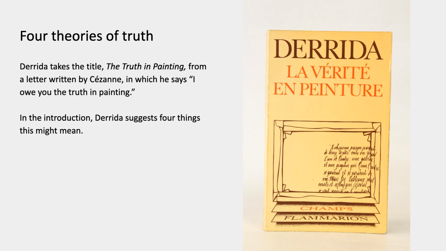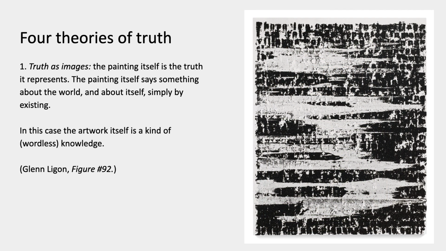But in the introduction to this book, Derrida suggests 4 different things that it might mean to say that truth is in painting, and by extension, in any visual art. So each one of these works by way of a different preposition. The first one is truth as images. So that preposition as is going to change in the next 3. But in this first one, first interpretation, truth as images means that the painting, the artwork itself, is the truth that it represents.